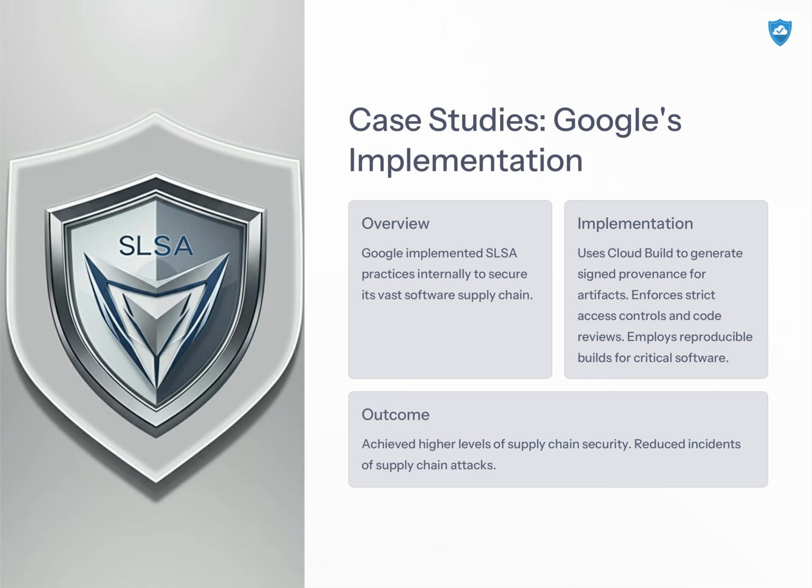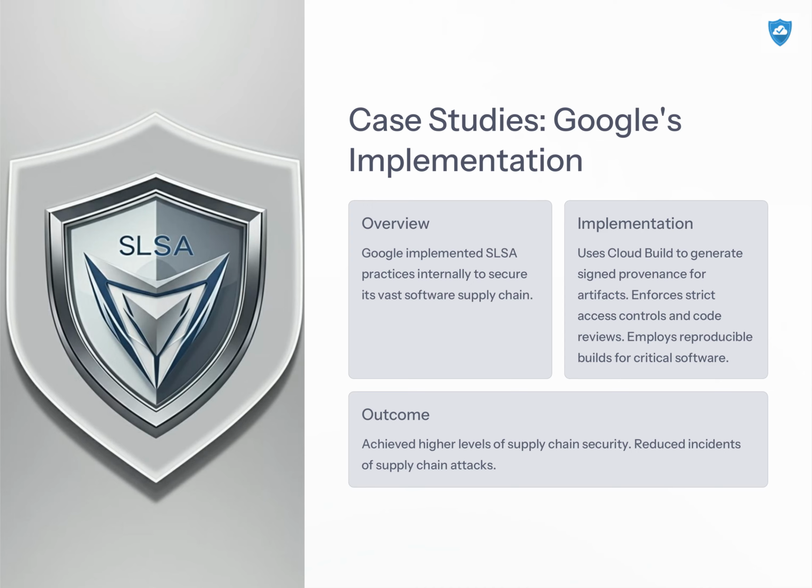Additionally, Google employs reproducible builds for their critical software. This method ensures that the same source code can consistently produce identical binaries, which reduces the risk of unauthorized alterations. As a result, Google has managed to elevate the security of its supply chain, significantly lowering the occurrence of supply chain attacks. By adopting these best practices, Google is a notable example of how robust security measures can be implemented in large-scale software development environments.